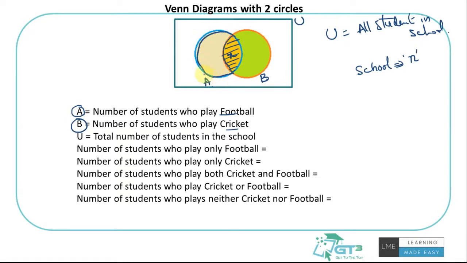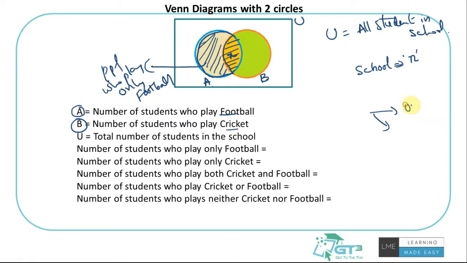This entire circle is people who play football. If I remove this circular zone, which actually includes people who play football and cricket, what would be left? These are students who play only football, right? Understand this clearly. This is an important understanding to have. This entire circle is people who play football. People who play football are of two types. Some people only play football. Some people play football and cricket. Football and cricket is this zone, right? Because that's overlapping with the cricket players as well. So that is X.